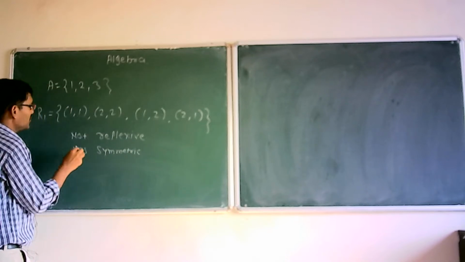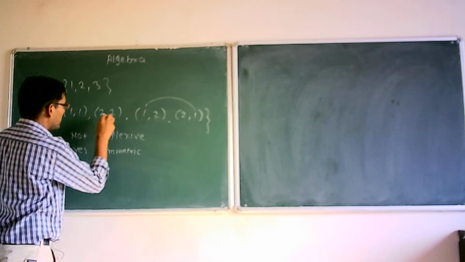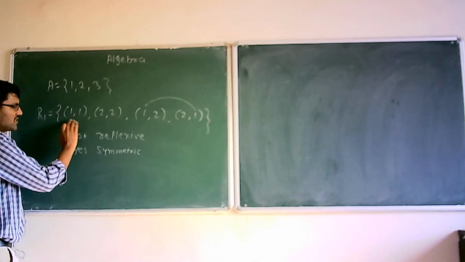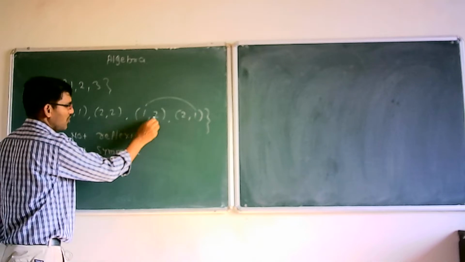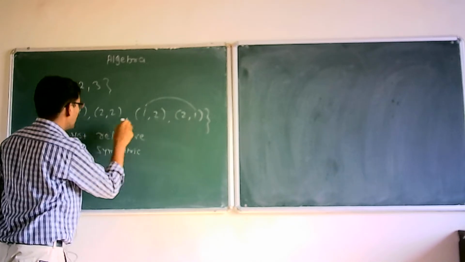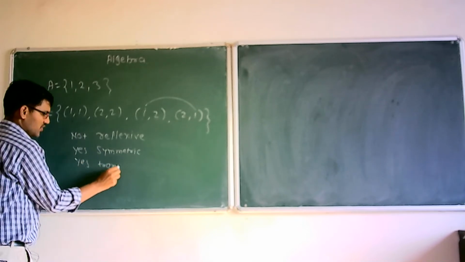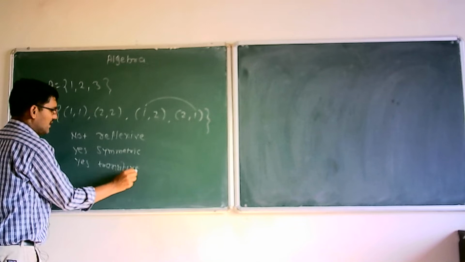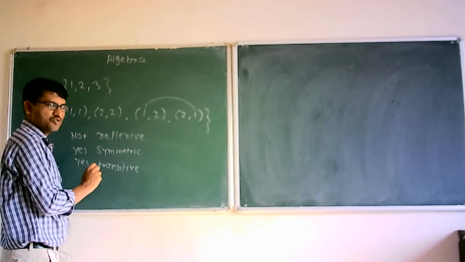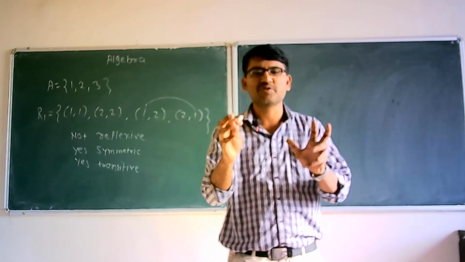Now is it transitive? If you observe (1,1) and (2,2), these are the identity pairs, so there is no need to check transitivity for them. But here, 1 is related to 2, 2 is related to 1, and the pair (1,1) is also there. So yes, it is transitive. So this relation is not reflexive but symmetric and transitive, and it is not an equivalence relation. We say a relation is an equivalence relation if it is reflexive, symmetric and transitive.